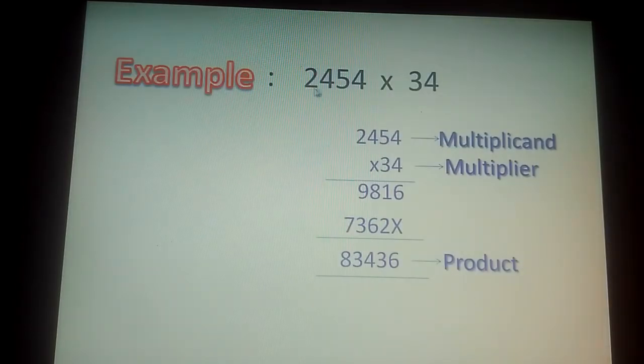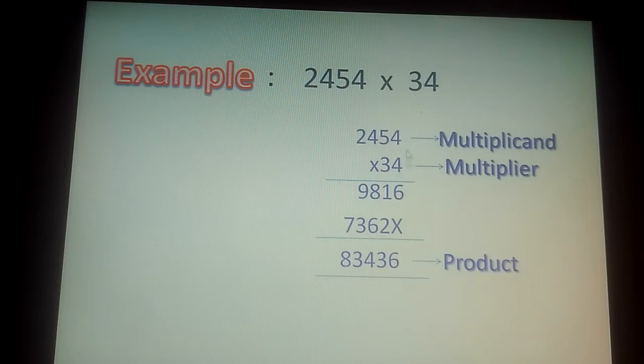Let us take an example. Suppose we have to multiply 2454 by 34. So we will multiply it by arranging them in column. Then we will start multiplication from ones digit.